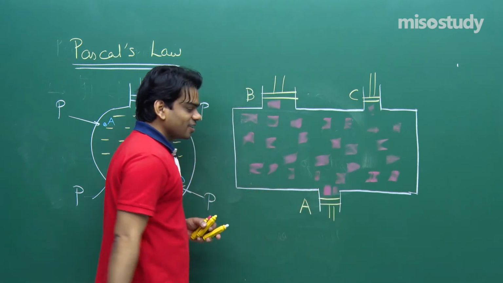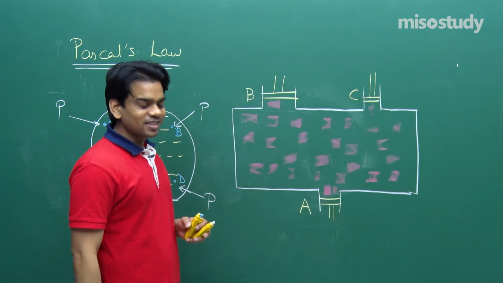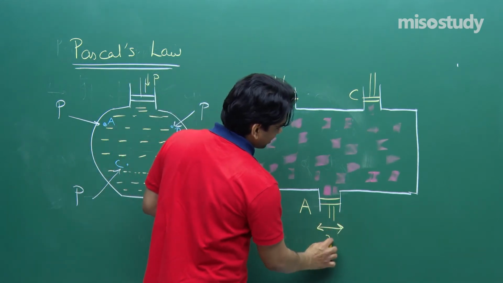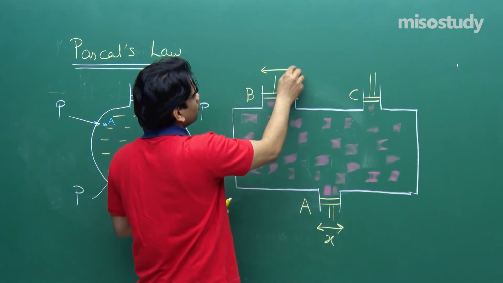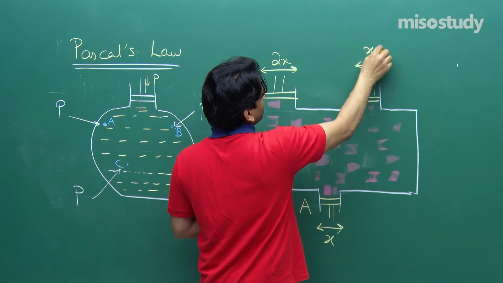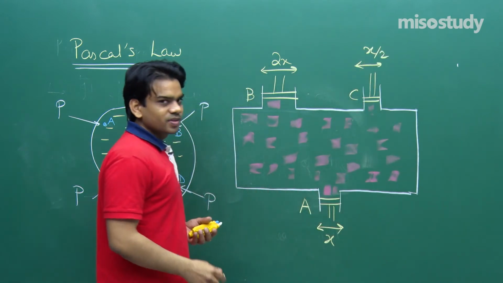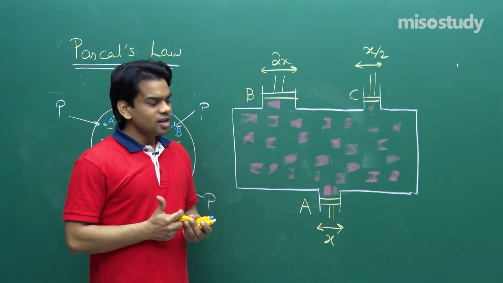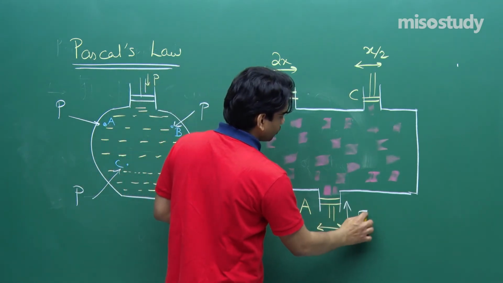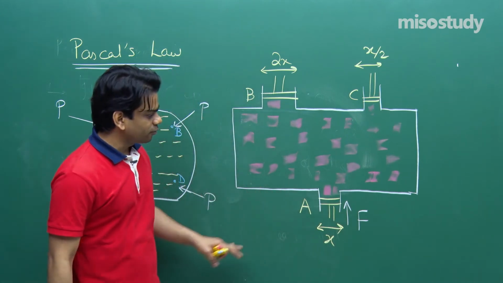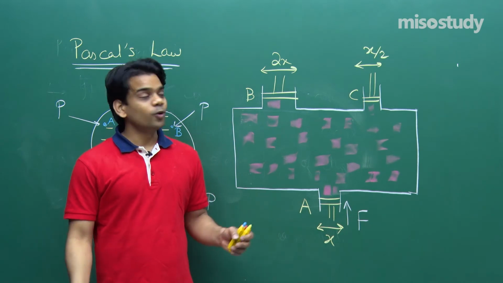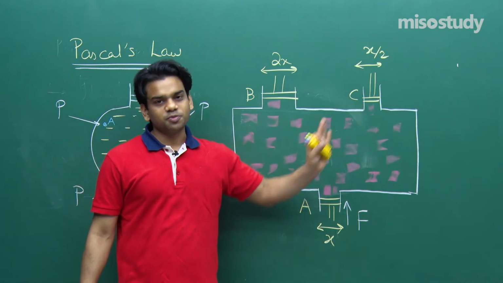Now you see, let's say the surface area of the piston in the 3 cases is different. Let's say here the surface area is given as x, here it is 2x, here it is x by 2. This is what we have done. Now let's say you have applied a force F through this piston. You have applied a force F at point A. Now what will be the force experienced by this piston and by this piston?